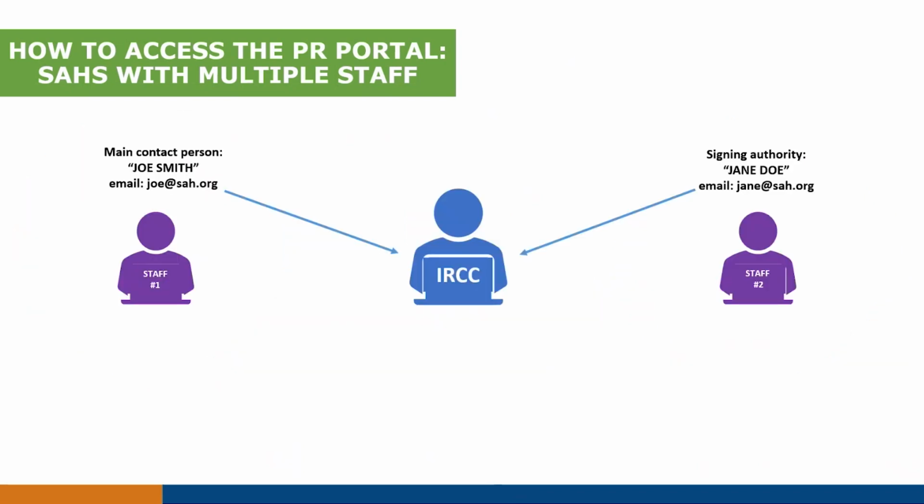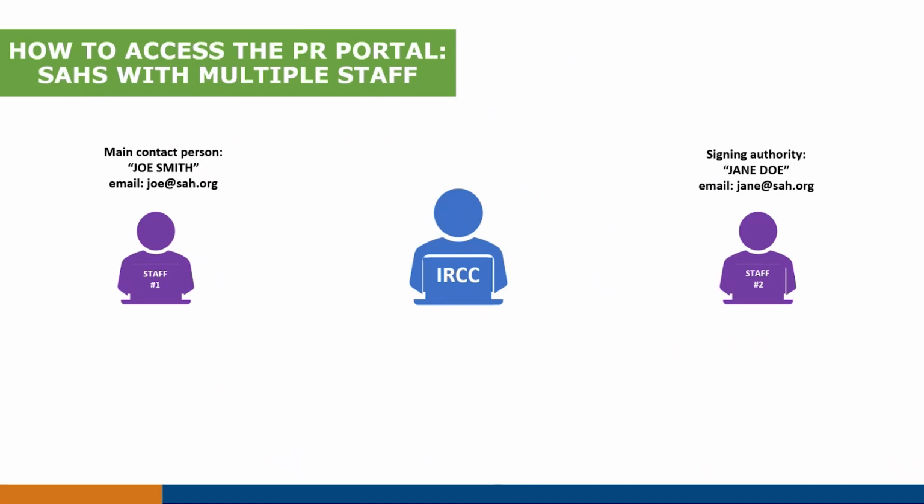Similar to this example, your organization may have more than one person listed on file with IRCC as a main contact or signing authority. And in the past, each of those persons may have previously emailed applications to IRCC. So logically, you might think that each person should create their own user accounts for working in the PR portal. However, creating multiple user accounts for your SAW is not recommended.